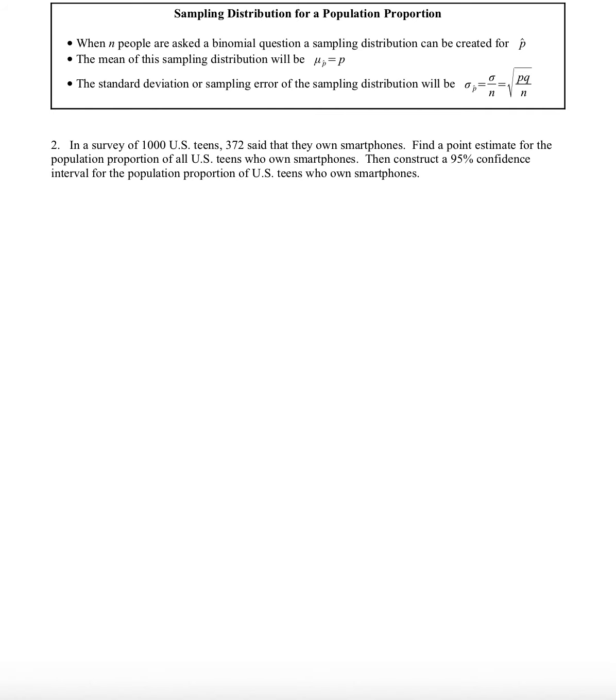Let's try this one. It says in a survey of 1,000 US teens, 372 of the teens said that they own a smartphone. Find a point estimate for the population proportion for all the teens who own smartphones. Then construct a 95% confidence interval for the true population proportion P of all US teens who own smartphones.